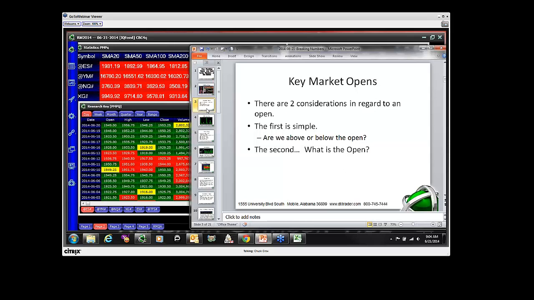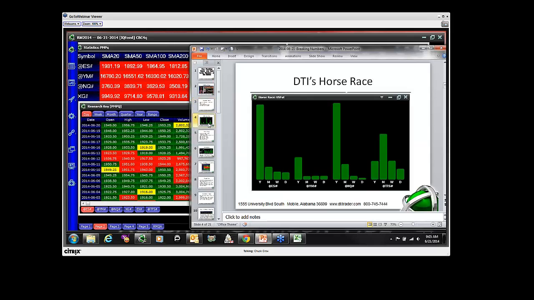So let's go to key market opens. When we're looking at key market opens, there are two considerations in regards to an open. The first consideration is simple: are we above or below the open? Basically, what direction is the market going? And the dilemma you get here is when you start saying, well, the open of what? Are you above the open of the day? Are you above the open of the week? Are you above the open of the month, the quarter, the year, the half hour? What are we looking for?